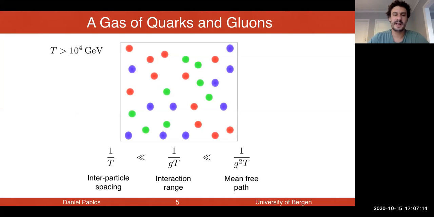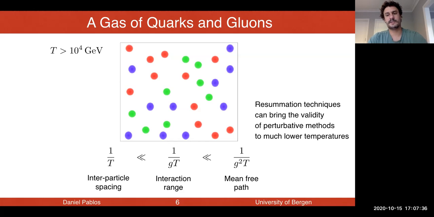At very high temperatures and very high energies, we get a nice separation of scales in which the interparticle spacing is much smaller than the interaction range, because here g is very small at high temperatures, and it's much smaller than the mean free path. In this way, perturbative QCD can be safely applied. However, resummation techniques can bring the validity of the perturbative methods to much lower temperatures, such as HDL and other methods that you might have heard of.